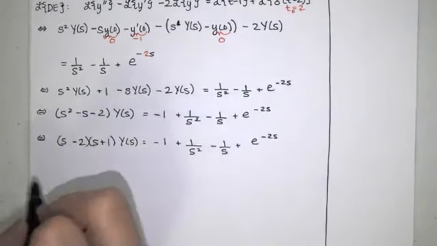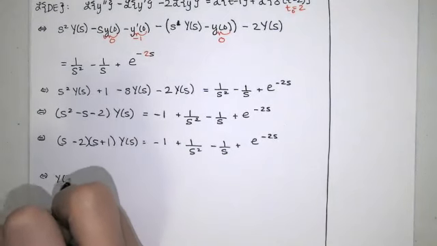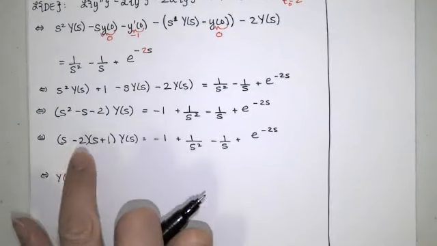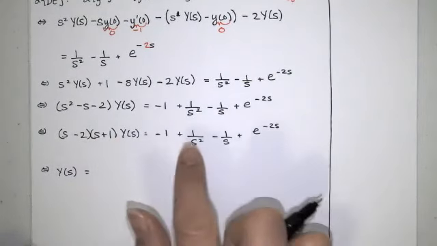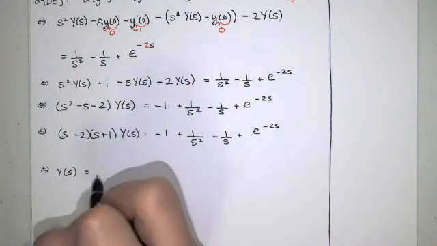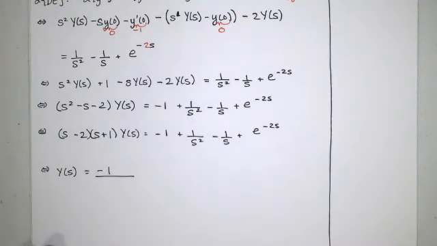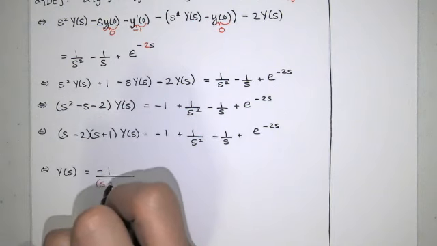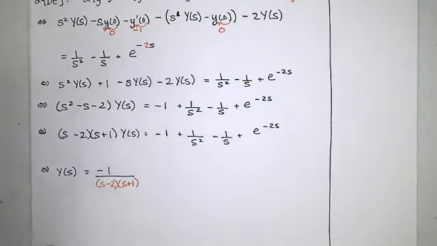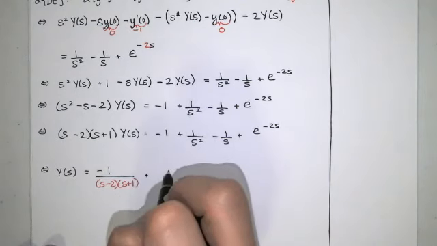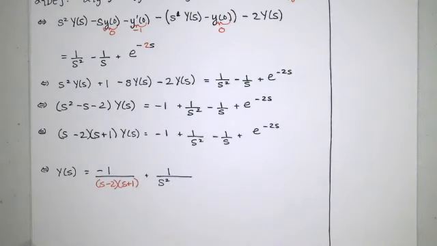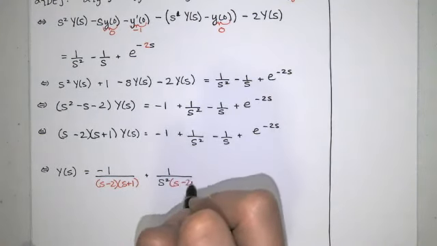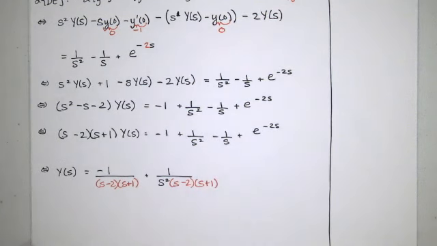Now I want to get Y of s by itself. So I'm going to divide both sides by s minus 2 times s plus 1. But that just means I'm going to divide each of these terms by that expression. So we'll have -1 over s minus 2 times s plus 1. And this 1 over s squared, rather than dividing by that expression, I'm just going to multiply by 1 over that. So that will give me an s minus 2 times s plus 1 in the denominator there.